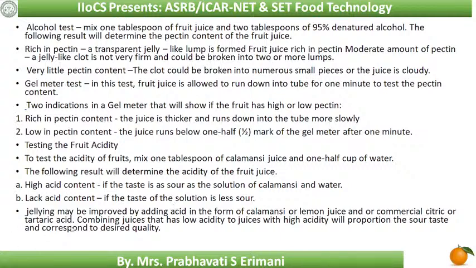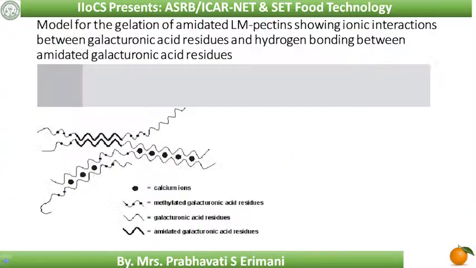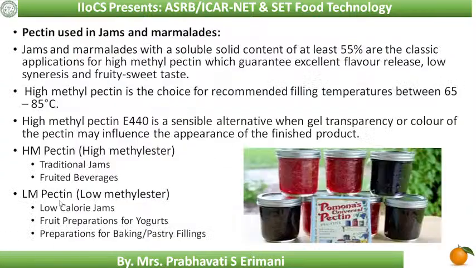So gelling may be improved by adding acid in the form of lemon juice or commercial citric and tartaric acid, which is available in powder form, so that also can be added. Combining juices that have a low acidity with juices with a high acidity will produce the sour taste and the corresponding desired quality.